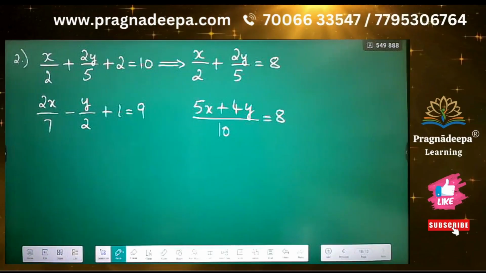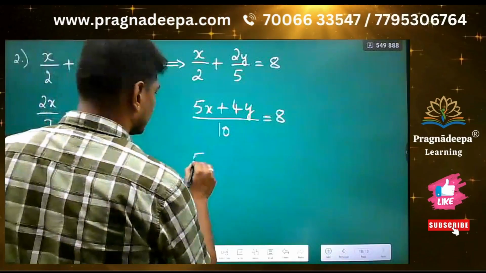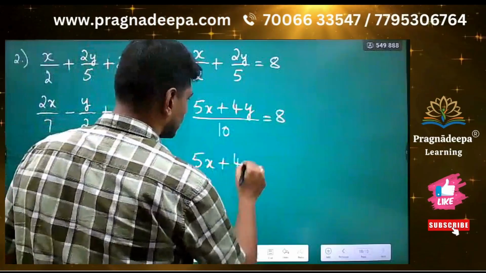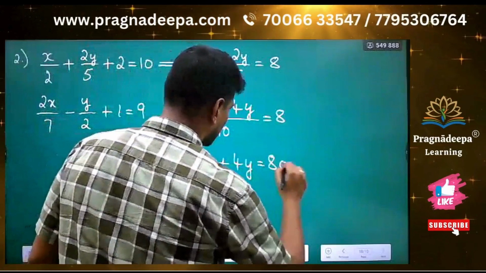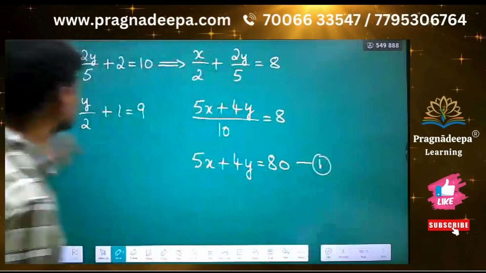When the denominators don't have common factors other than 1. One denominator is 2, the other denominator is 5. So the butterfly method you can apply. So the first equation is nothing but 5x plus 4y is equal to 80. That is the simplified form of this equation.